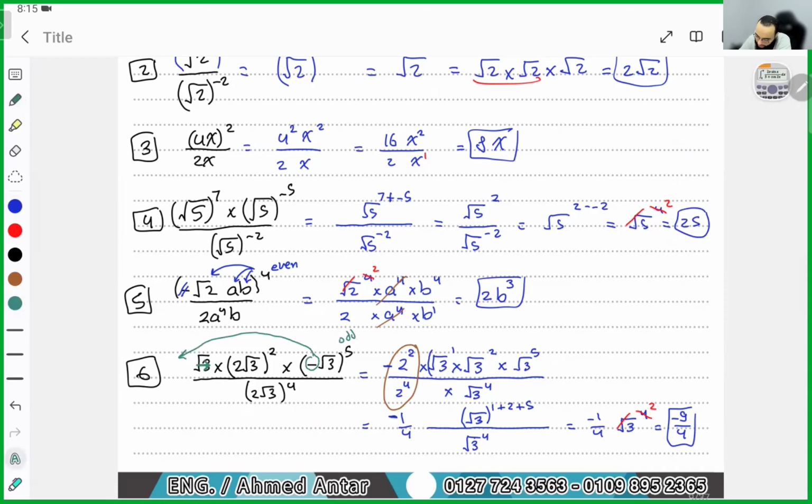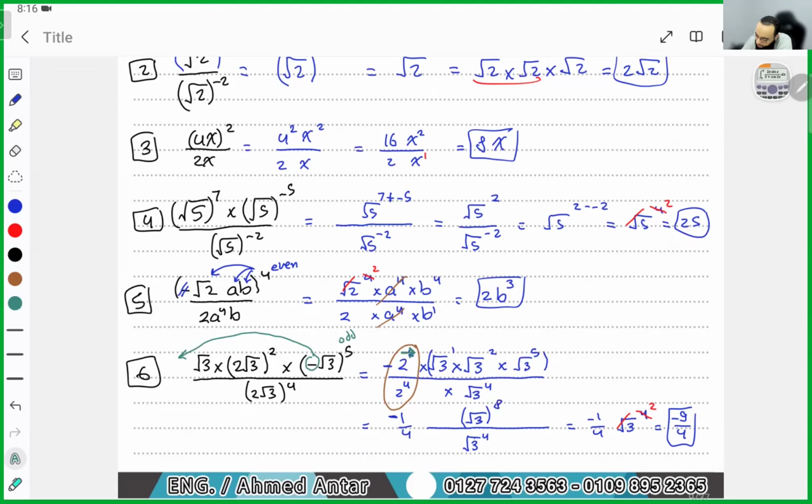And then after that, I write 2 power of 2 firstly. Root 3 power of 1 after that. Root 3 power of 2 after that. Root 3 power of 5 after that. This is a bracket. Down, it's 2 power of 4 outside, and root 3 power of 4 beside it. And we added the powers 1 plus 2 plus 5, like that. It's 8.